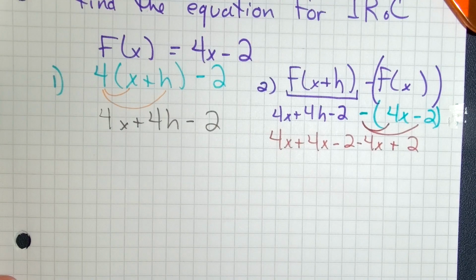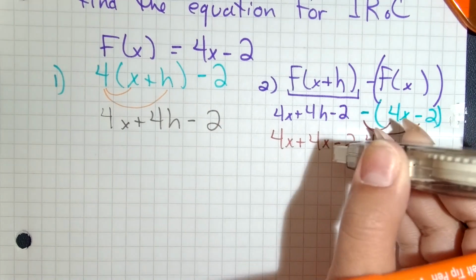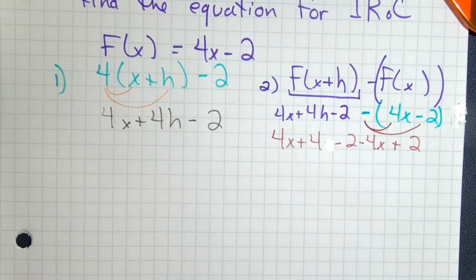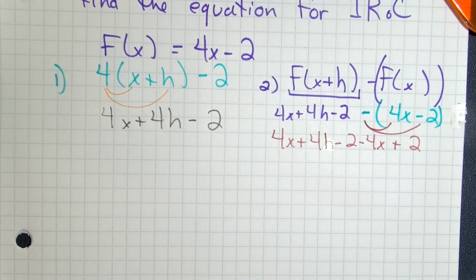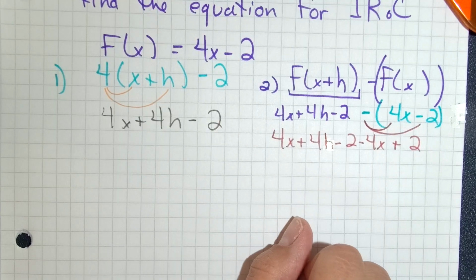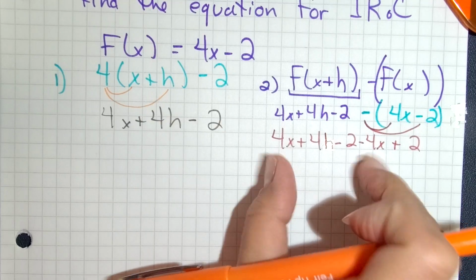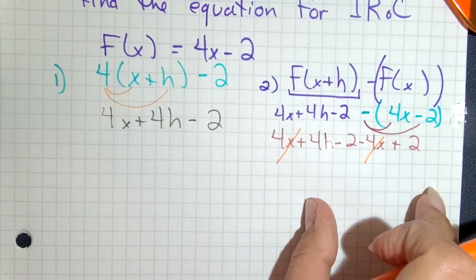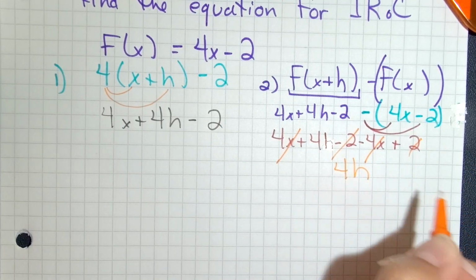Okay. What else does step 2 tell me to do? Simplify. So we need to simplify by combining like terms. Oops, that's not 4h. I mean 4x. What is this? 4h. My bad. Do I have any like terms here? Yes. What are my like terms? 4x and negative 4x. So that cancels out. What else is like terms? Negative 2 and 2. So I'm left with just 4h.